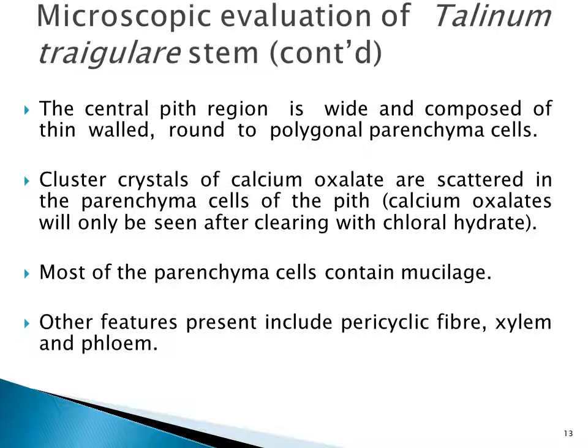Other features, you see the central pith region is wide and composed of thin walled round to polygonal parenchymal cells. Then you also see calcium oxalate. The calcium oxalate you see better, you see more after clearing with chloral hydrate. If you don't clear with chloral hydrate, you will not see your calcium oxalate. Then you also see the mucilage, which is contained in the parenchymal cells. The other features, you see the pericyclic fiber, the xylem, and the phloem fiber.